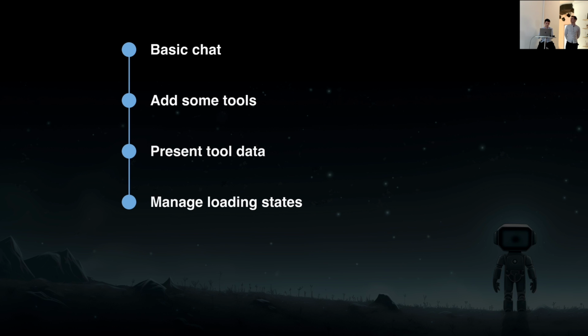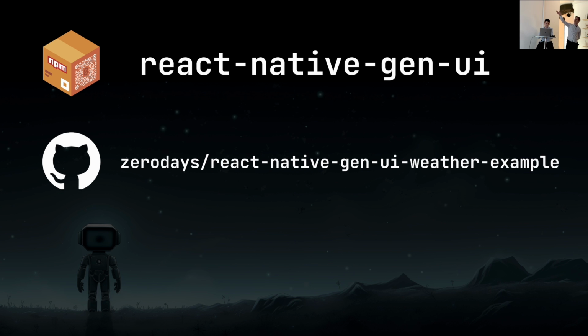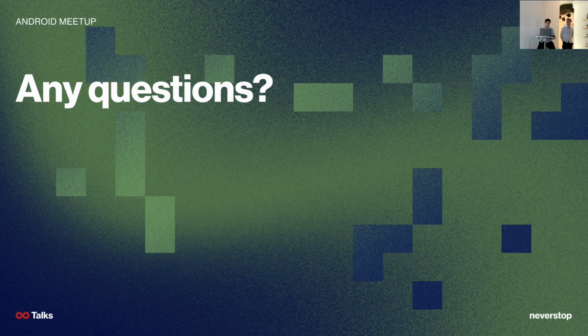Okay, so that's our package. It's called React Native Gen UI. We'd like to invite everybody here to take a look at it, to play. It's published on NPM. There are also some examples, one of those being the one that we've showcased today. It's on GitHub. And that's all from our side. Now we'd like to invite you to ask some questions.